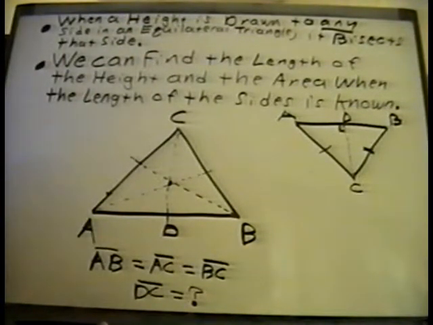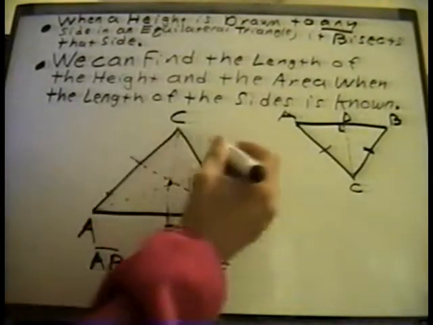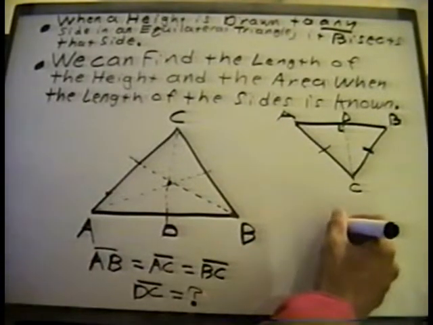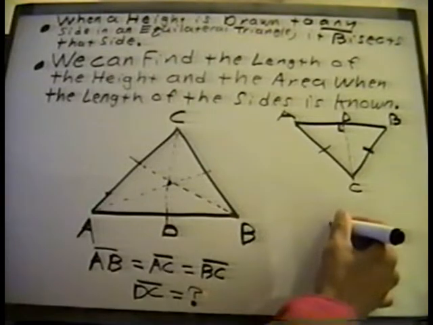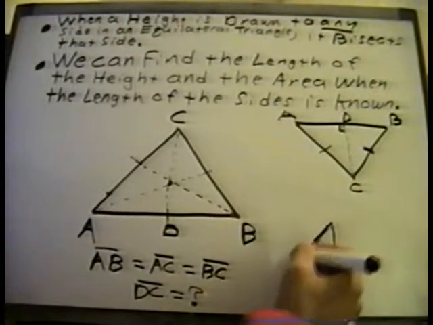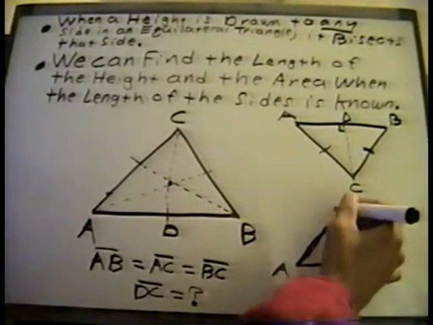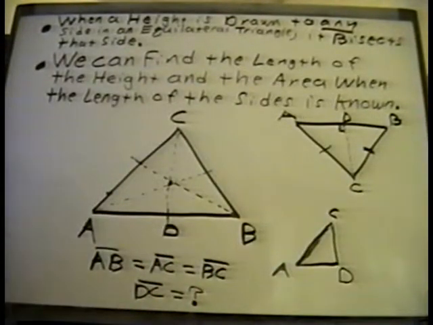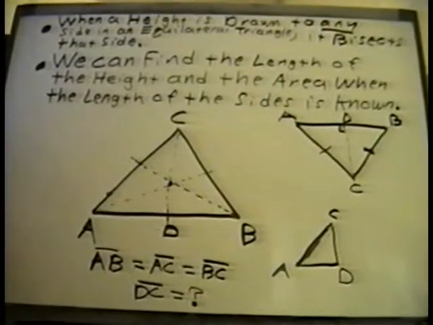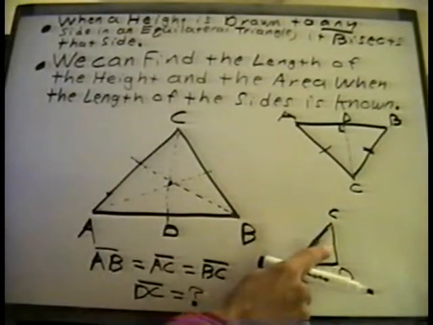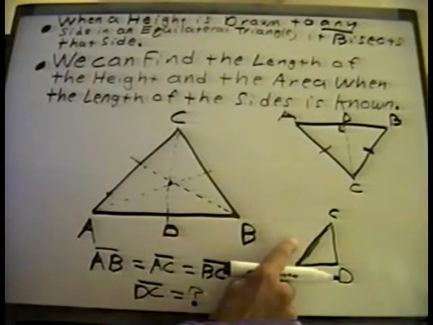Now, of course, this forms a right triangle. We're going to employ the theorem attributed to Pythagoras. So now here, CD or DC, this is the height.